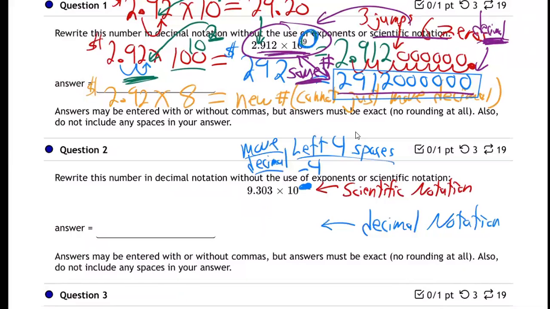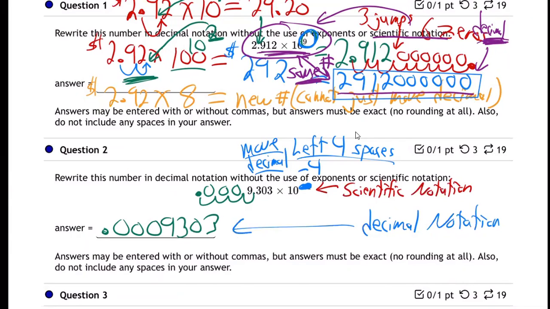So here we go. 1, and I'm at the edge of the number. 2, 3, 4. Those bring in zeros. There it is. So it's going to be 0.0009303. That's the decimal notation version of the number. Here we go. Questions on that?